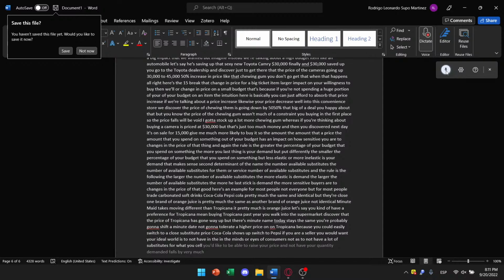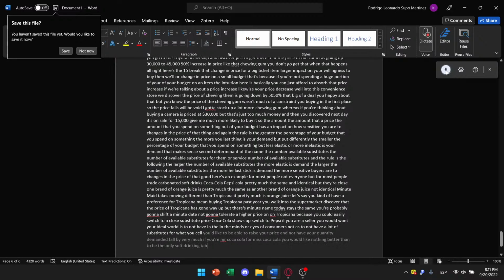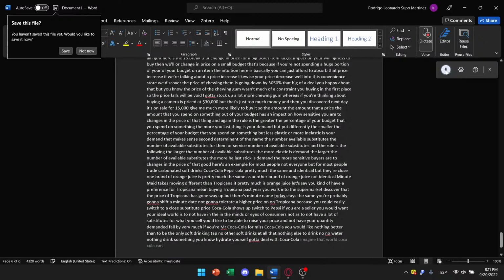If you're Mr. Coca-Cola or Ms. Coca-Cola, you would like nothing better than to be the only soft drink in town. No other soft drinks at all. Nothing else to drink. No water, nothing. You're going to drink something, you're going to hydrate yourself, it's got to be with Coca-Cola. Well, imagine in that world, Coca-Cola can raise the price. People have no choice. They want to drink something, they got to buy Coca-Cola.